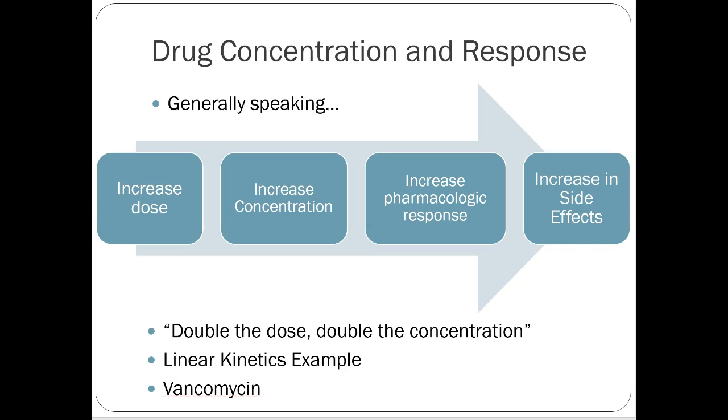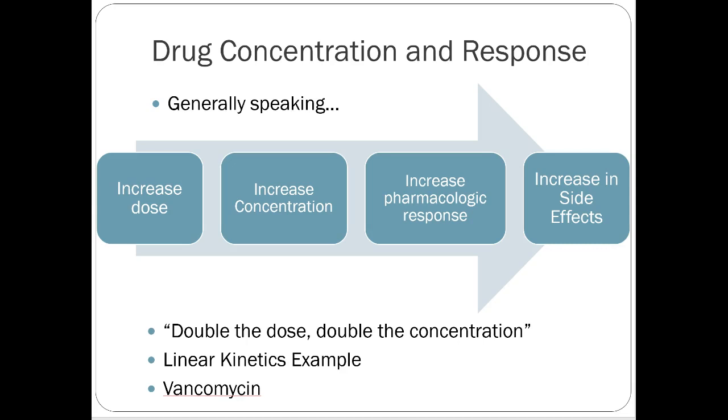Again, I had a professor who always said, double the dose, double the concentration. It's a pretty good way to think about drugs. If you're going to increase the concentration in somebody, it's usually pretty linear. So if you increase your dose, you should jump that concentration up by twofold. Now, there are some things that have different kinetic profiles. Some are exponential, and we'll talk about that here in a second.